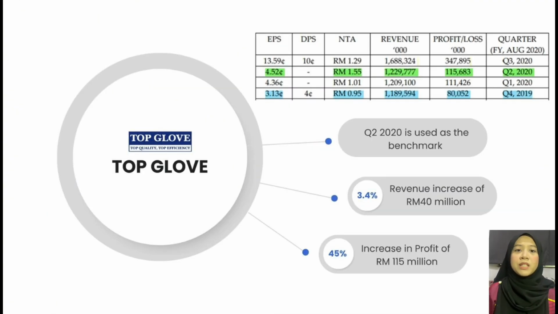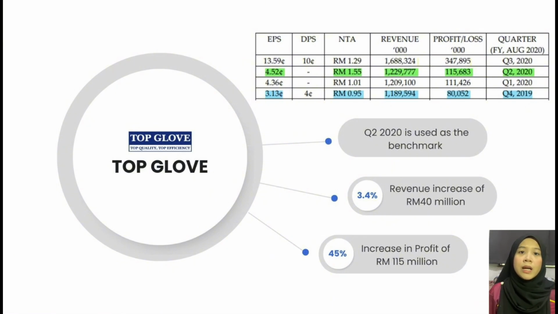Considering the investment decision issue raised in June 2020, Q2 2020 is used as the benchmark instead of Q3 for the analysis. As we can see at the top left, the sequential revenue increase of 40 million from the end of the year 2019 to June 2020 reflects a 3.4% growth rate, underscoring the industry's resilience during the pandemic.